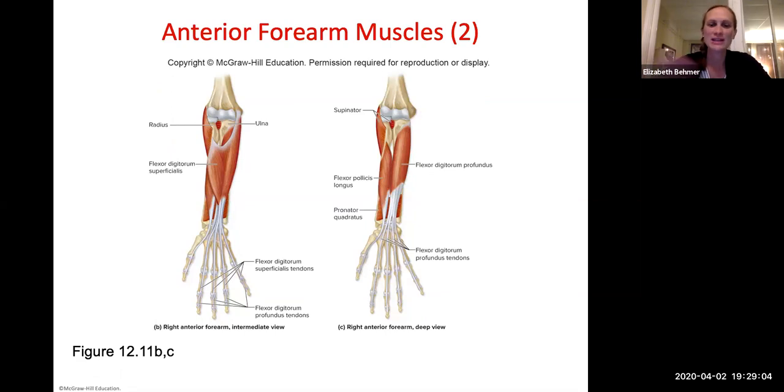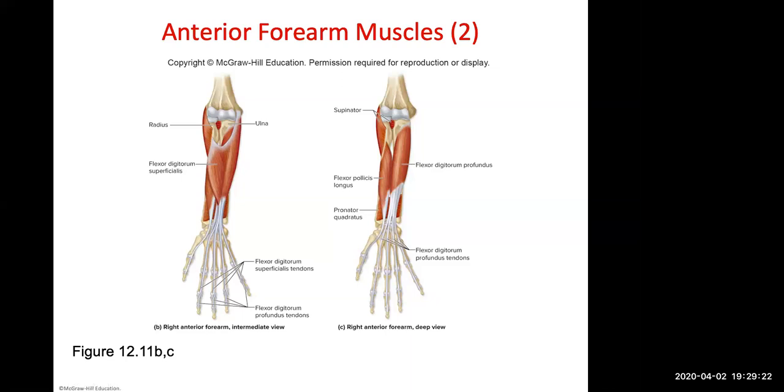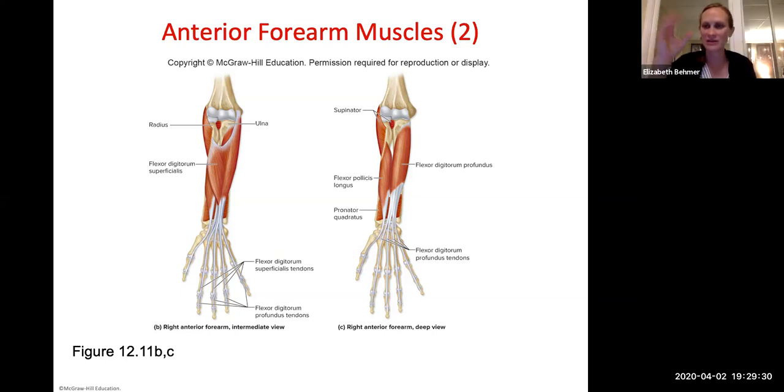This is showing a right anterior forearm, an intermediate view, and a deeper view, so just the muscles below it. Again, the name of the muscle kind of tells you what it does. Flexor digitorum goes to your digits. Flexor digitorum profundus is deeper, also goes to your digits. Professor, the tendons from those run all the way to the ends of your fingers? Yep, to control the flexion of your fingers.